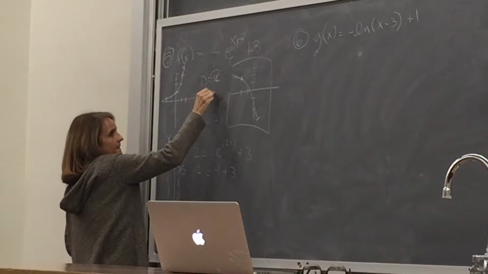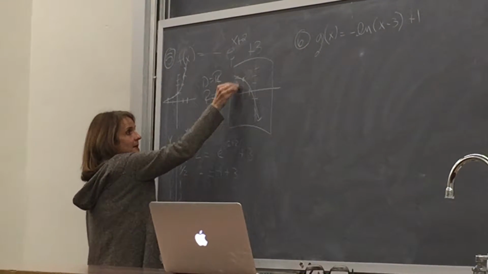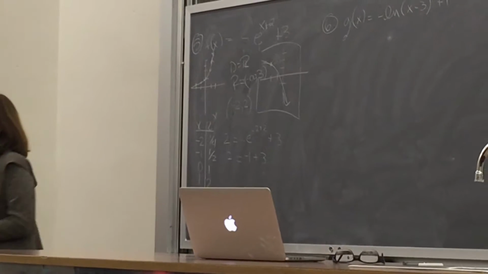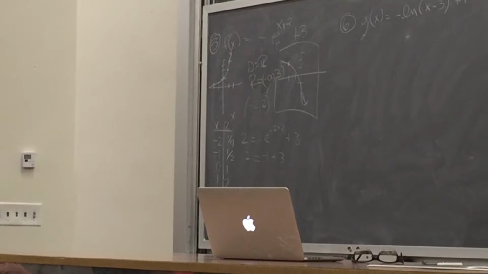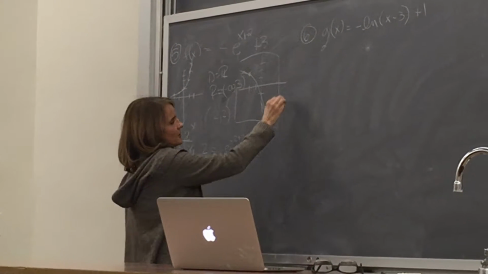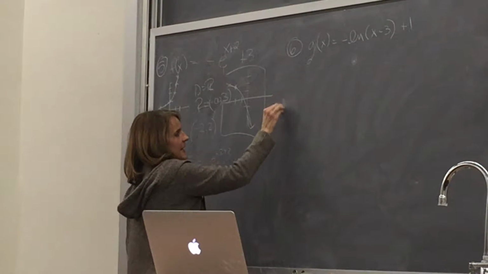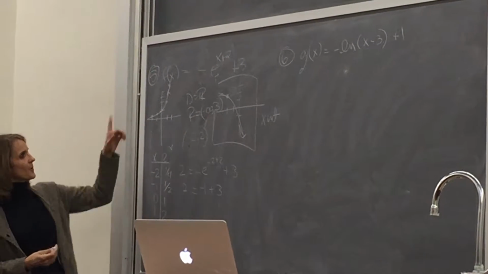Range. Negative infinity to 3. Okay, does it appear that there's an x-intercept? Yeah. Does it appear that there's a y-intercept? Okay, so we should be able to find both. So let's do x-intercepts. How do you find an x-intercept? Okay, so we're going to put 0 in for y.